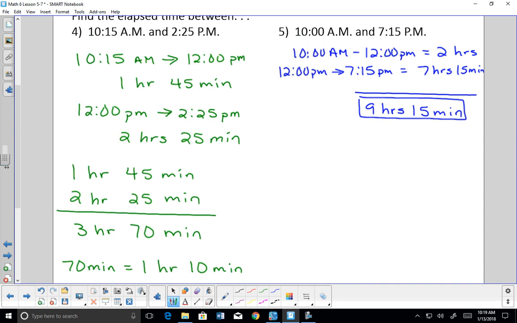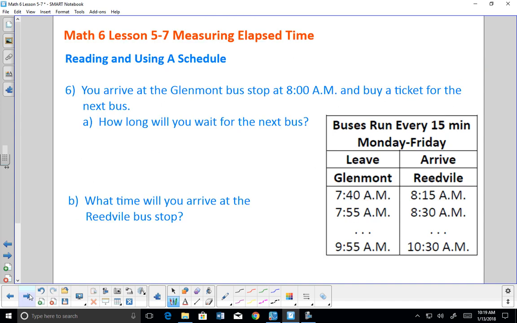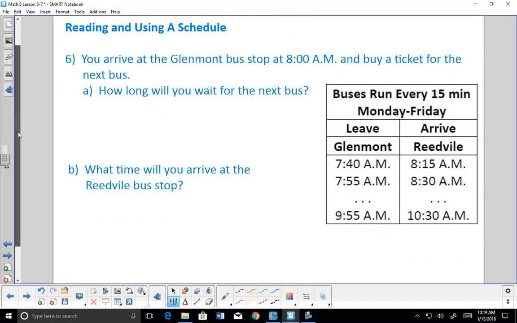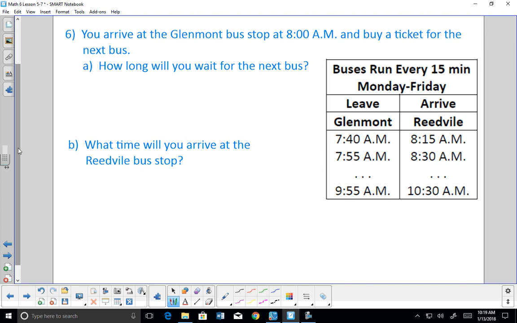So let's say we have the following schedule. Okay? Here we have a schedule about buses. It says buses run every 15 minutes Monday through Friday. They leave Glenmount at 7:40 a.m., 7:55 a.m., and then it goes ... 9:55 a.m. That means there are times between there. It means it's going to run at the same interval it's been running. It will arrive in Reedville at 8:15 a.m., 8:30 a.m., ... 10:30 a.m., which means there are missing times. Right here, these ... means the schedule continues using the same time increment.